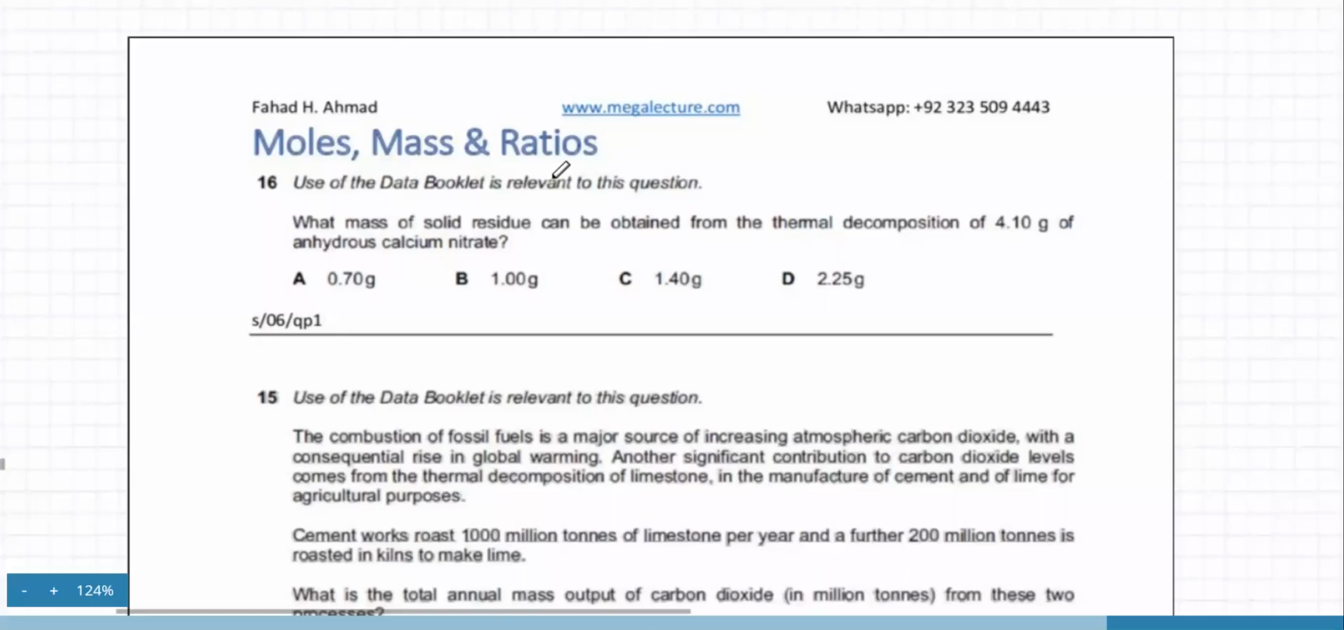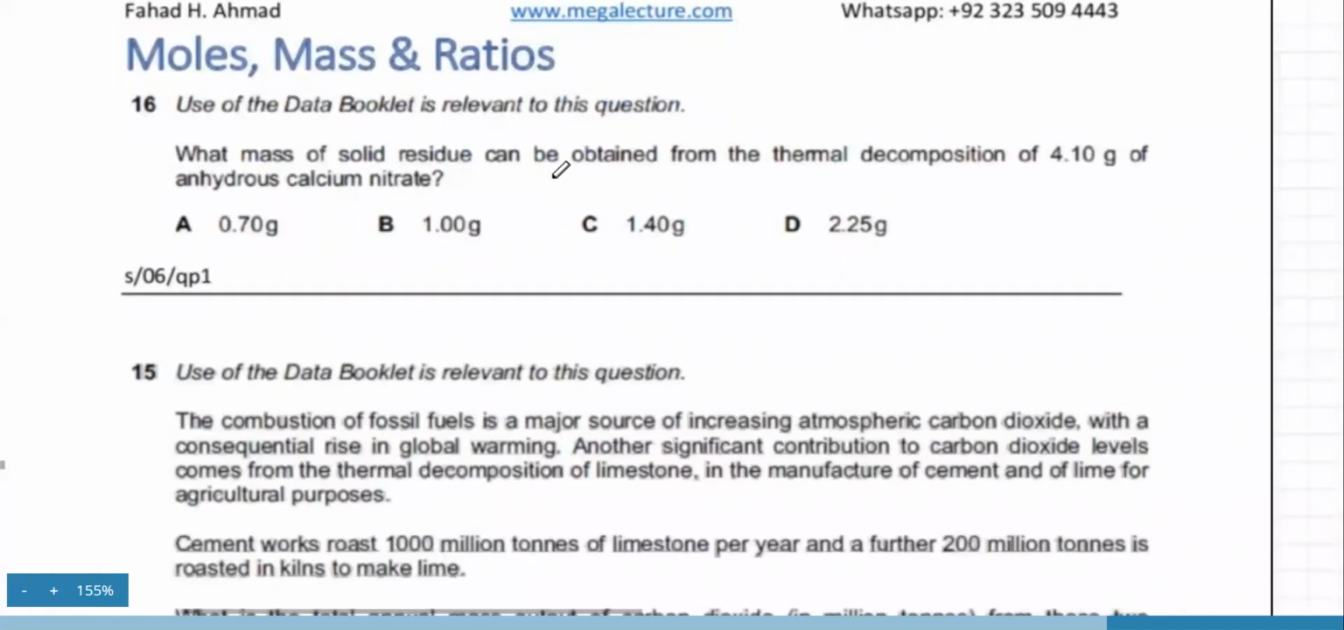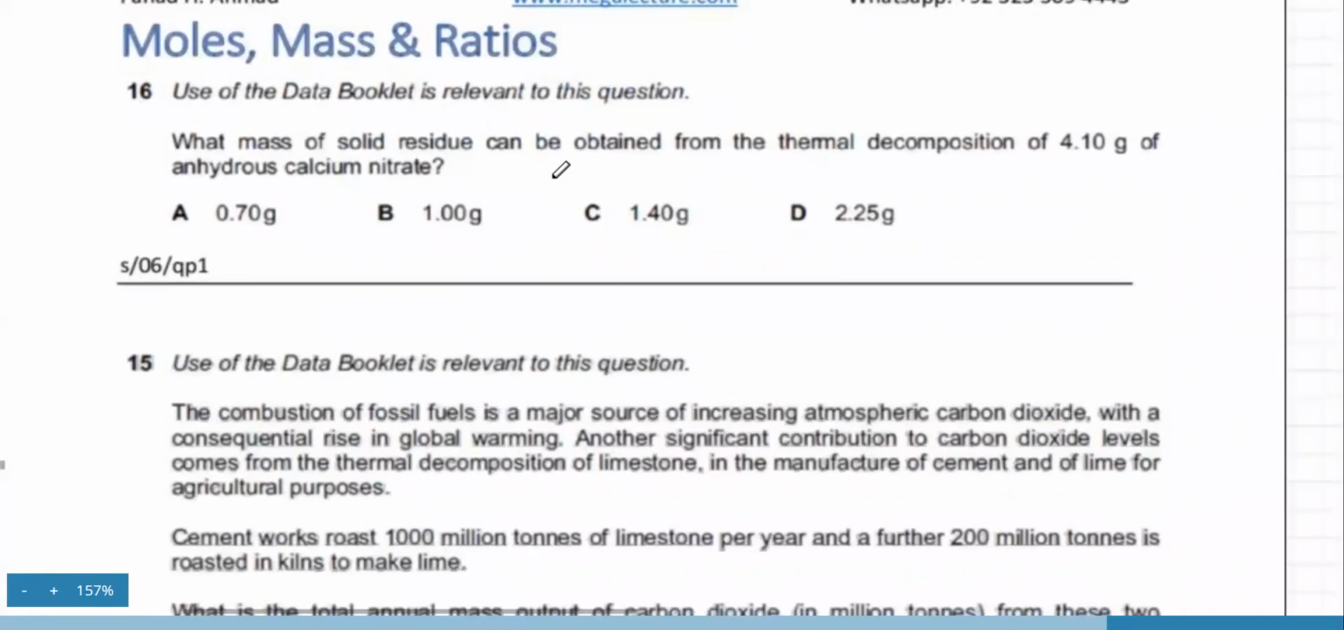So starting with the first question. Please keep a calculator with you. The first question is, what mass of solid residue can be obtained from the thermal decomposition of calcium nitrate? These are MCQ questions.